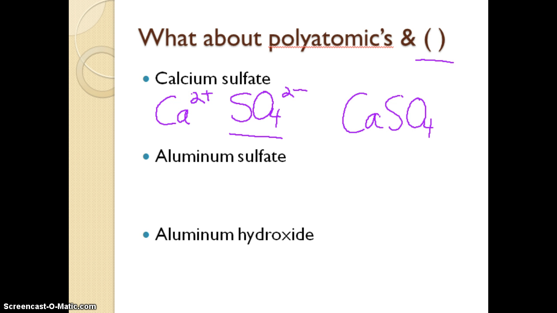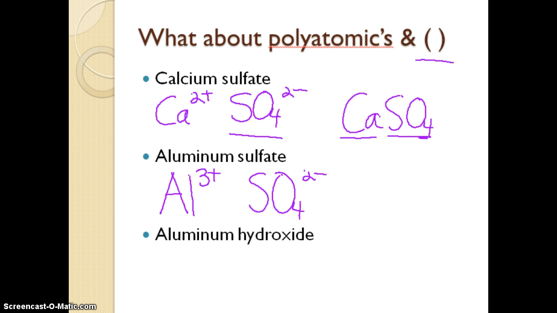Now notice this 4 here was part of the sulfate unit. So SO4 is one single unit. So I have 1 calcium and 1 sulfate. So not too difficult, right? Pretty easy. Let's try the next one. I have aluminum sulfate: Al3 plus, and sulfate, which we just did, is polyatomic, SO4 2 minus.